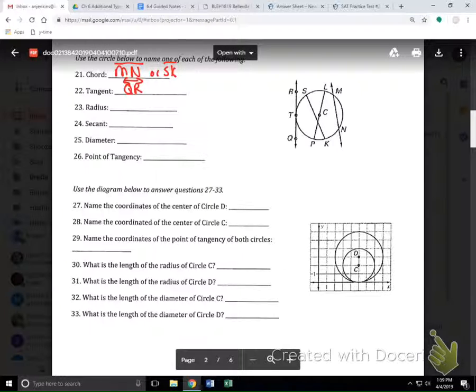And then we have the radius. We have two radii here. What are they? Yep, CL, CP.